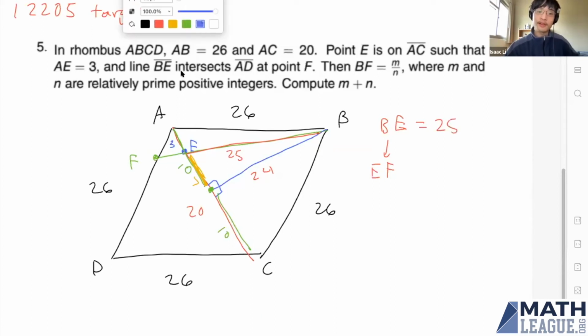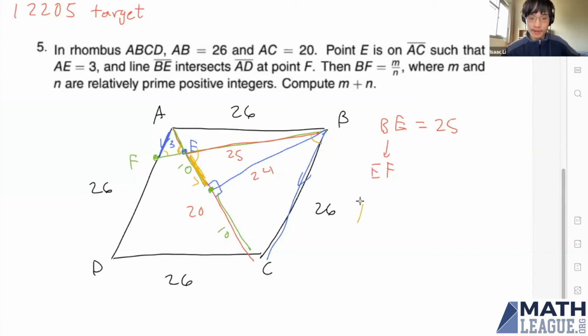Okay, now we want to find EF. And since these side lengths here are parallel, and these are vertical angles like this, and these angles across are equal, we have the following similar triangles. AEF is similar to CEB. Okay, now to access this length EF, this corresponds to the side length BE.